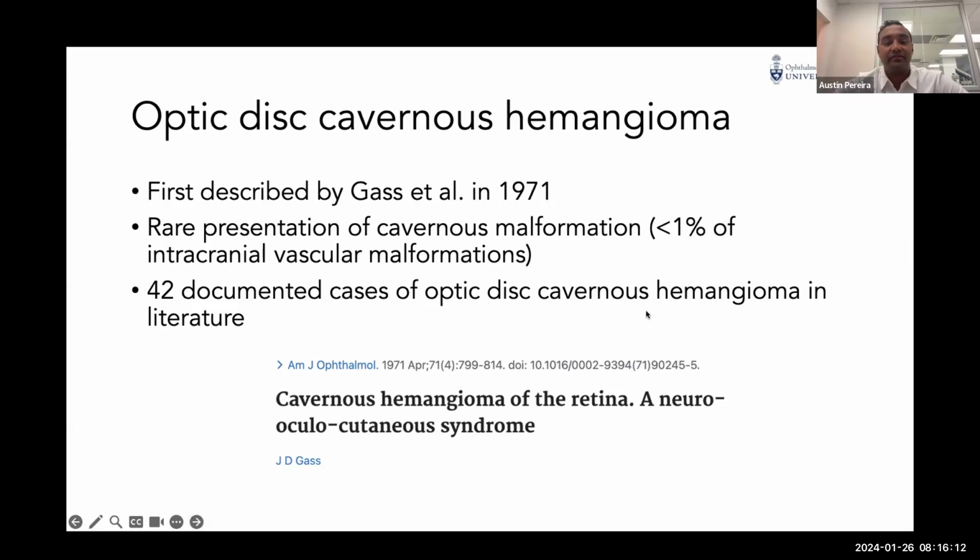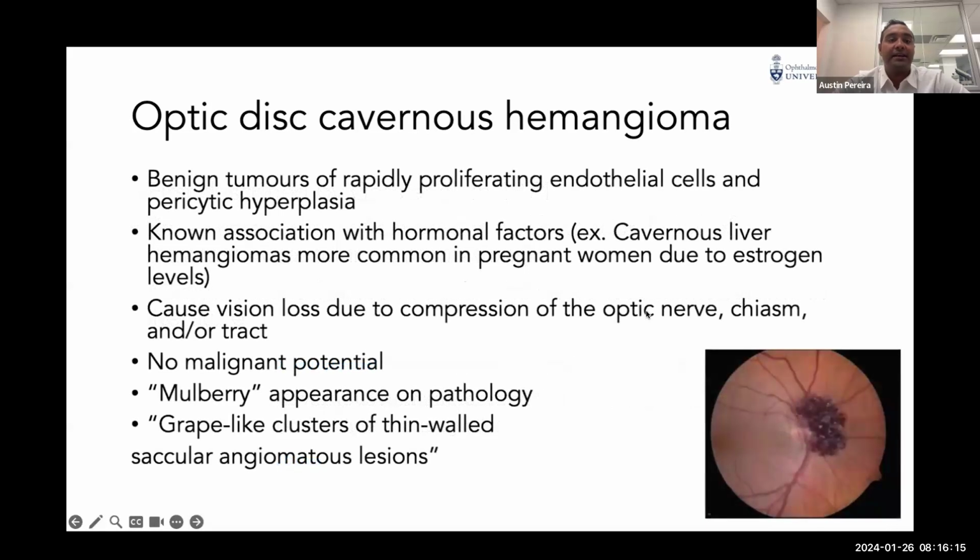And here is a picture of the first citation of this entity. Optic disc cavernous hemangiomas are described as benign tumors of rapidly proliferating endothelial cells. There's a known association with hormonal factors. For example, cavernous liver hemangiomas are found in pregnant women due to increased estrogen levels. They can cause vision loss due to compression of the optic nerve, and also compression of the chiasm or optic tract. Luckily, there's no malignant potential with these lesions.